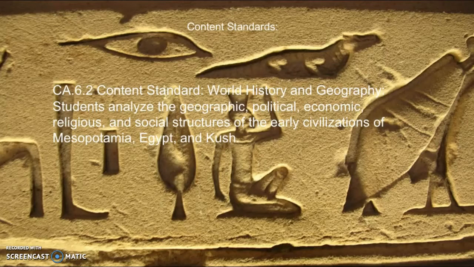The 15-day unit centered around the World History and Geography Content Standard 6.2, focusing on the ancient civilizations, particularly ancient Egypt. This standard has students analyzing geographic, political, economic, religious, and social structures of the early civilizations of Mesopotamia, Egypt, and Kush. This unit will focus the students' learning on geography and Egyptian culture and religious aspects, incorporating technology into each lesson.